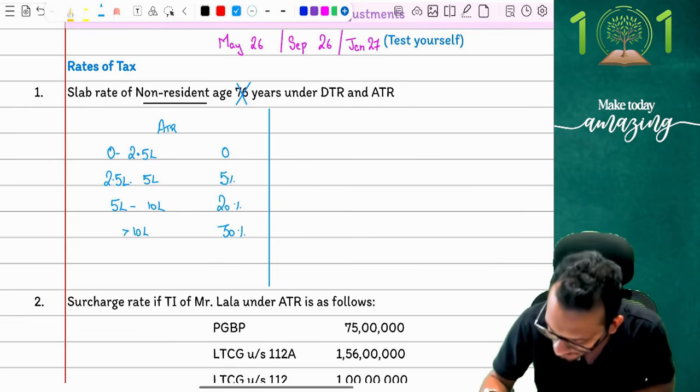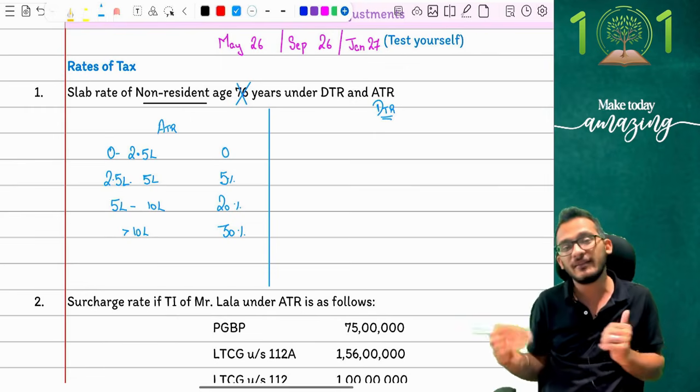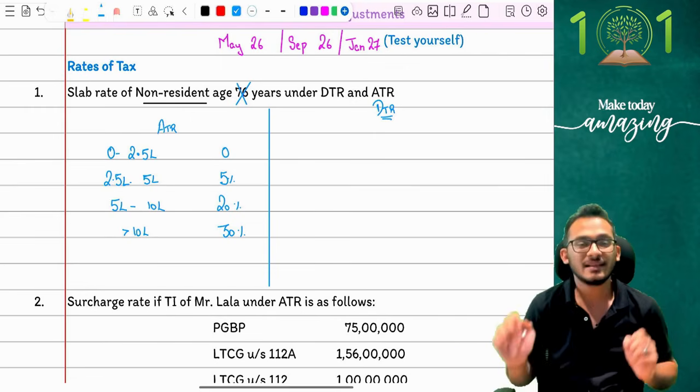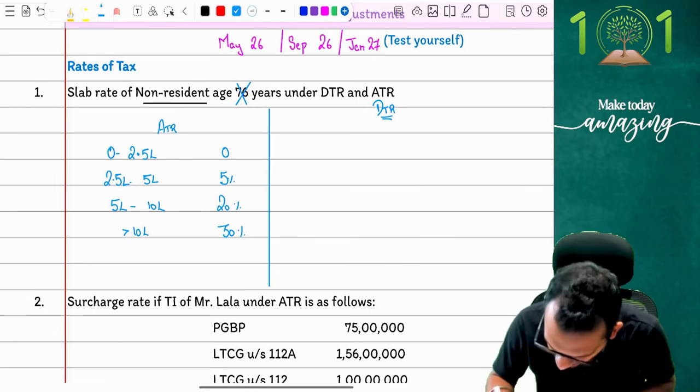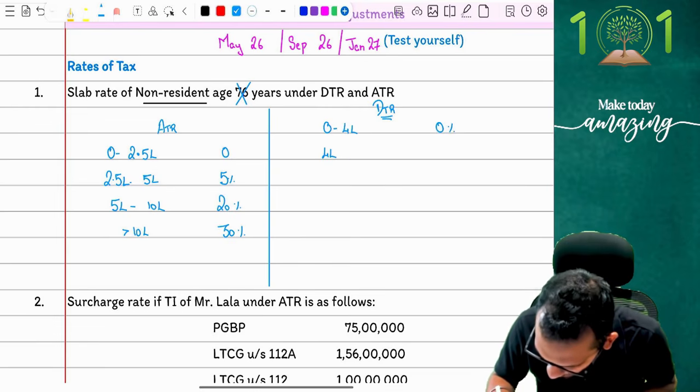But if I'm going under the DTR scheme, I honestly don't care, because under the DTR scheme you don't have any age limits. You don't have any residential status restriction. Nothing matters for you. So the answer is going to be fairly simple. For 0 to 4 lakh rupees, you're going to tax at 0%. From 4 lakh rupees to 8 lakh rupees, I'm going to tax at 5%.